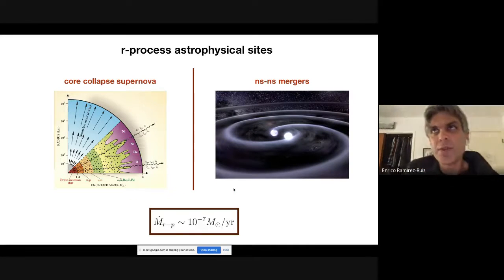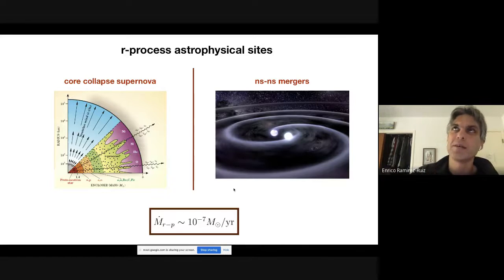So to give you some intuition, if you want to produce the total r-process in the Milky Way, the rate of formation, just for those of you that may not know astronomy as well, or the evolution of the Milky Way, the Milky Way is forming about 1 solar mass per year, about 1 sun per year. And of course, multiply that by the age of the universe, it gives you more or less the total stellar mass of the Milky Way.